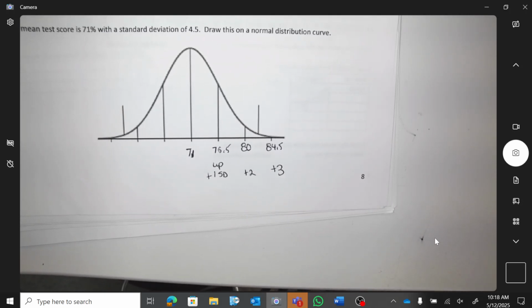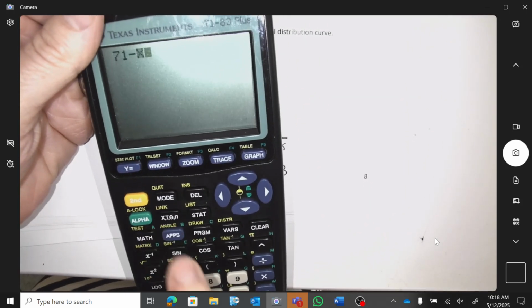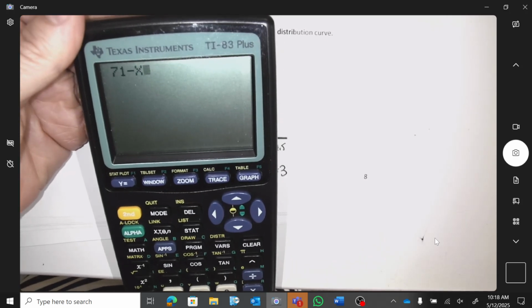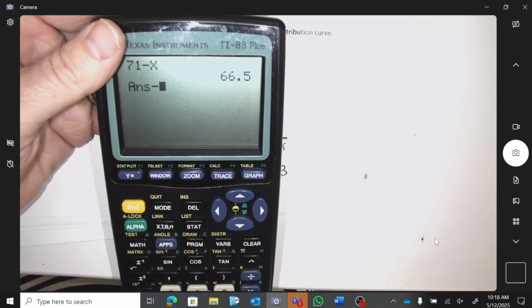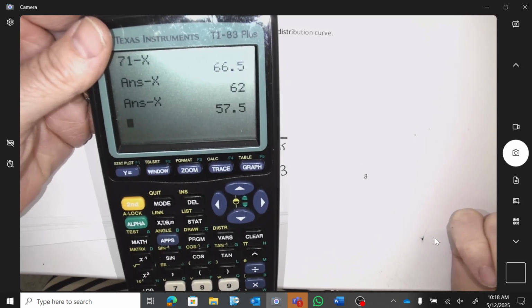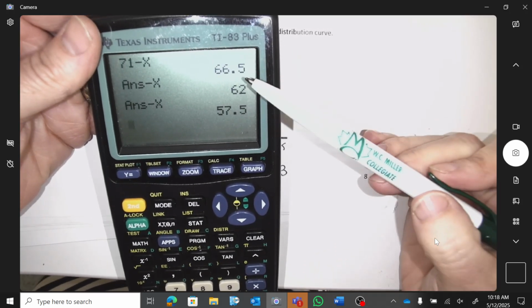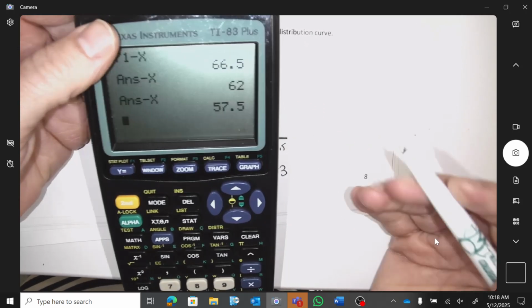Okay, what do you think I'm going to do on the flip side? Minus. So I'm going to start at 71. I'm going to go down a standard. So I put it in my X. So 66.5. Boom. See how fast I can do things if I use these features that I know? So here's my 3 numbers. Down 1, down 2, down 3.